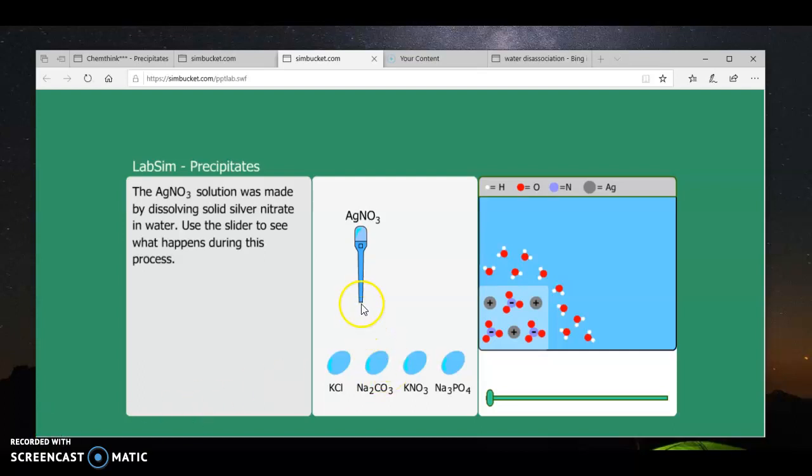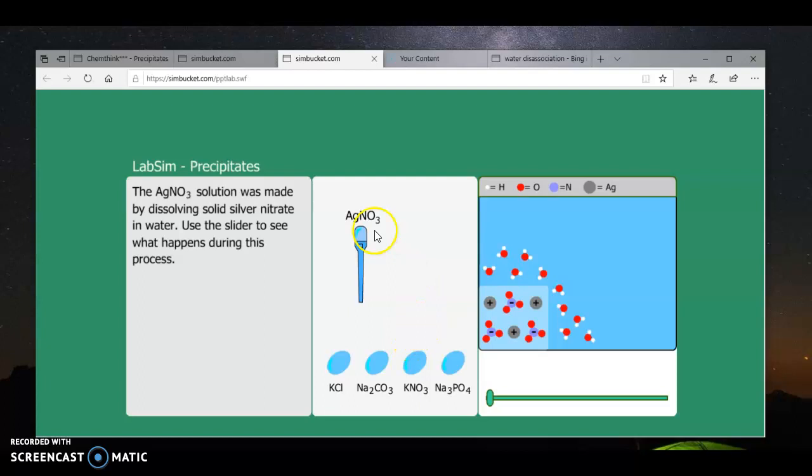So I have a simulated or virtual pipette with silver nitrate, and I'm going to react it with a couple different compounds. Potassium chloride, if you'll follow my cursor. Sodium carbonate. Potassium nitrate. Sodium phosphate. Some of this naming might be familiar to you from last semester because we did cover it in the ionic compound unit. But if you don't remember the names, that's okay.